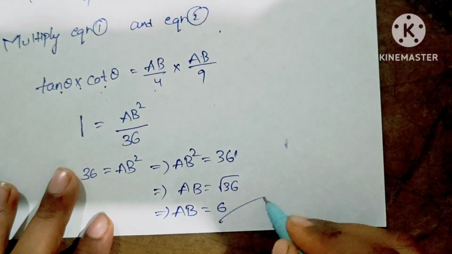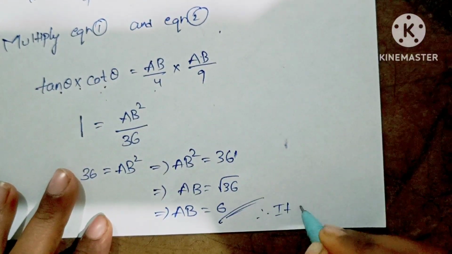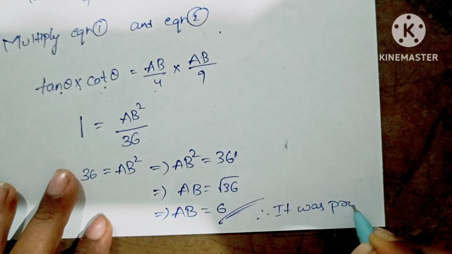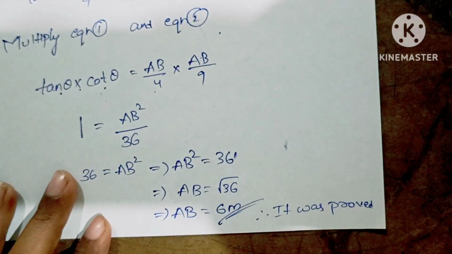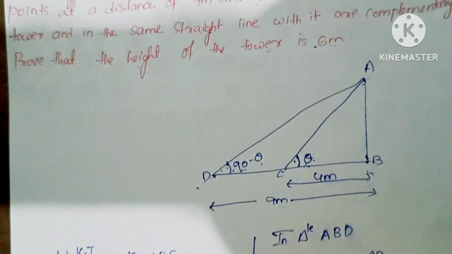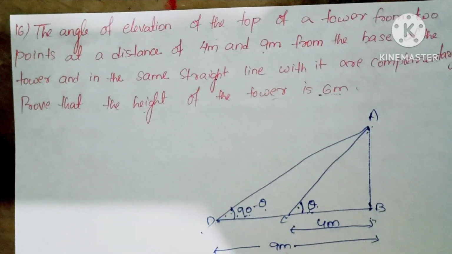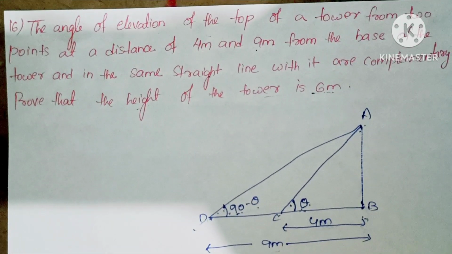It was proved: 6 meters, AB. Understood? So by this, the application of trigonometry concept is completed. I think everyone understood the problems very clearly.